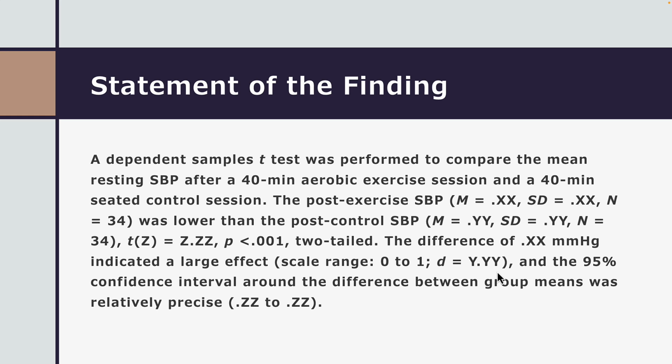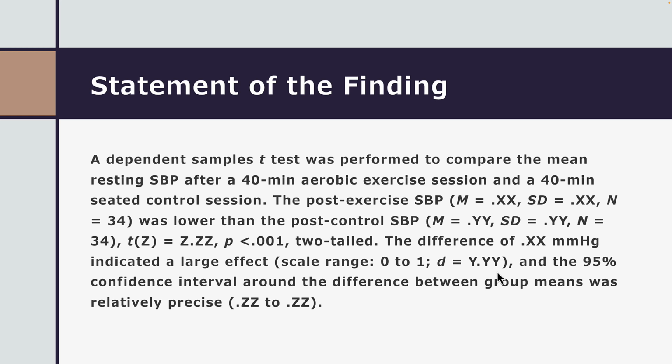So how would we write up the statement of the finding in this case? We might write it up in APA style as such. A dependent samples t-test was performed to compare the mean resting blood pressure after 40 minutes of aerobic exercise and a 40-minute seated control session. The post-exercise systolic blood pressure, I didn't put means in this particular case, but it's just a template that you can use for your assignment, was lower than the post-control systolic blood pressure.